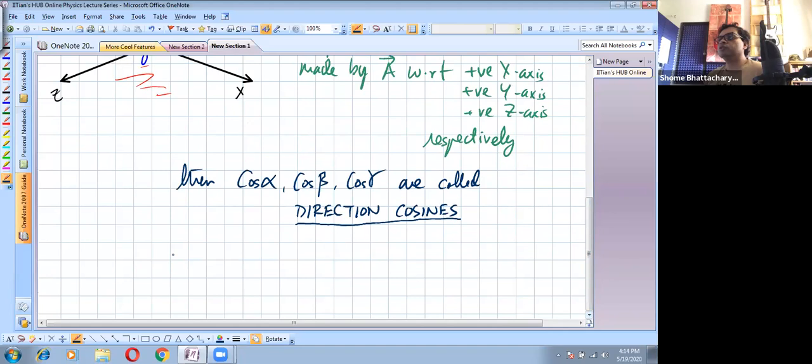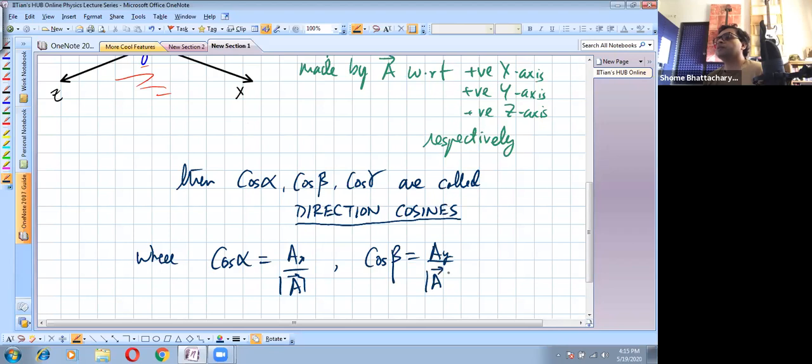Now the most important thing, the formula for them, where cos alpha is given by the simple formula Ex upon magnitude of the vector. Cos beta is given by the simple formula Ey upon magnitude of the vector. And cos gamma is given by the formula Ez upon magnitude of the vector.